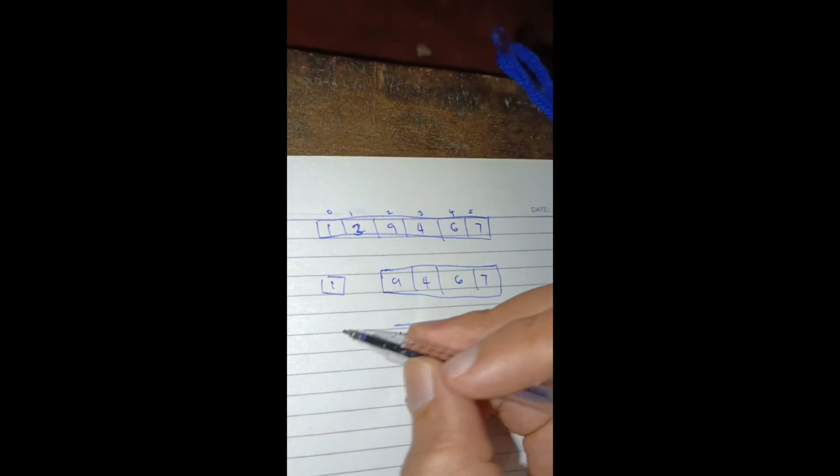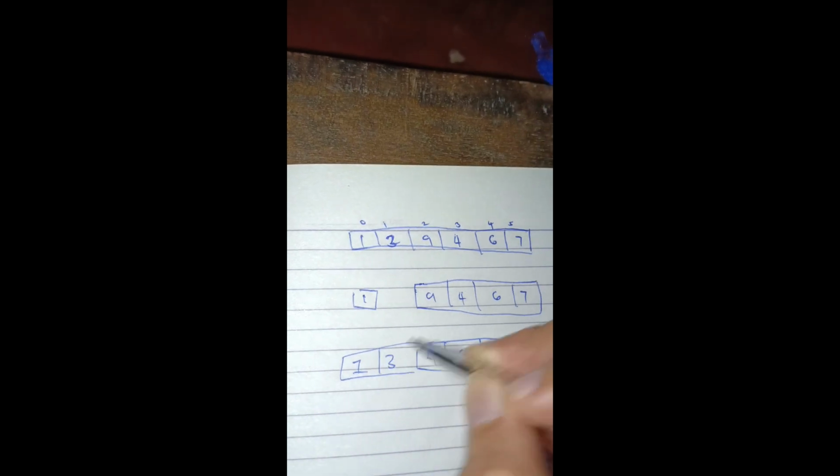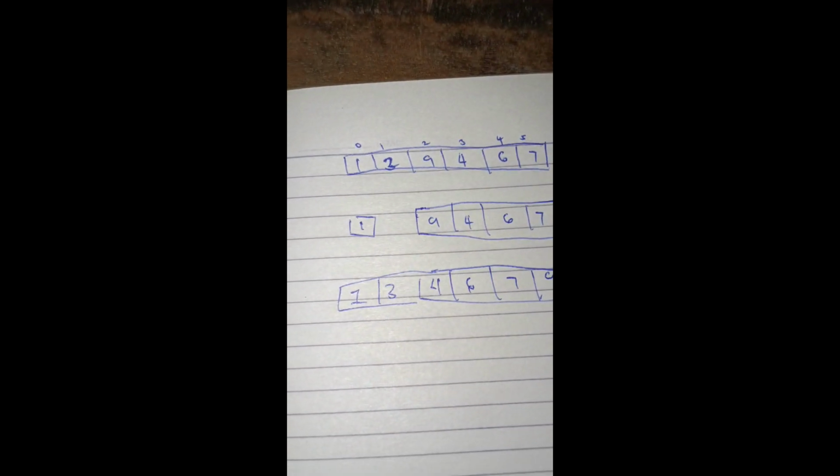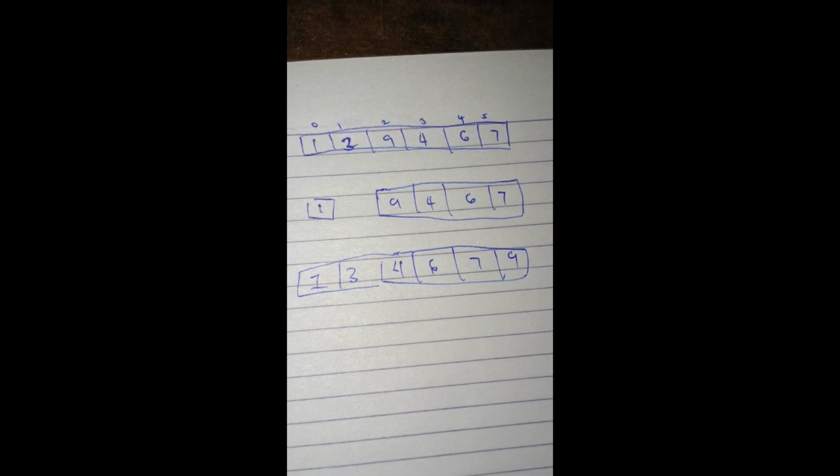And then we will quicksort 1 and 3. Now we have sorted our array.